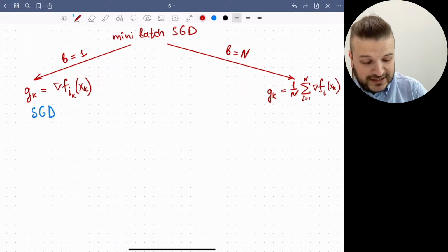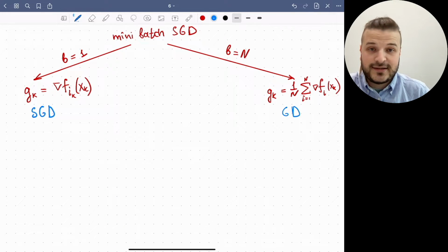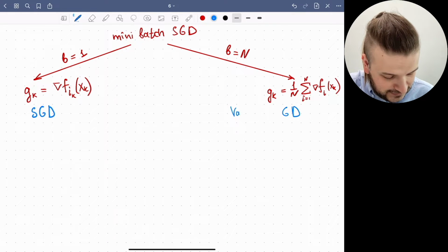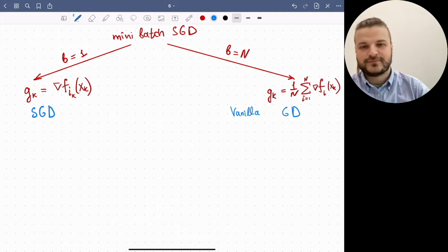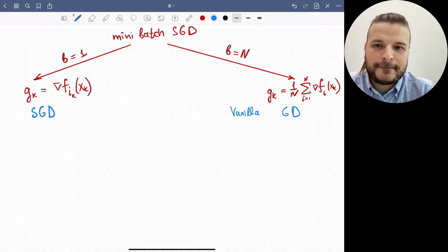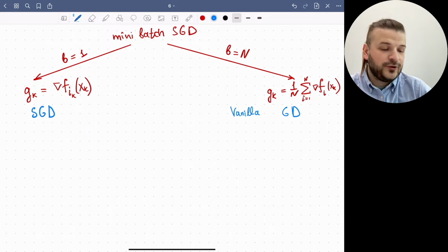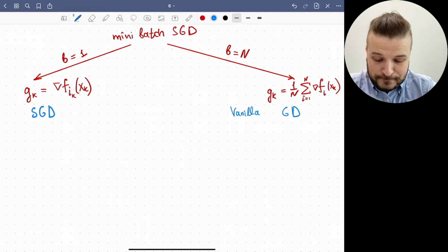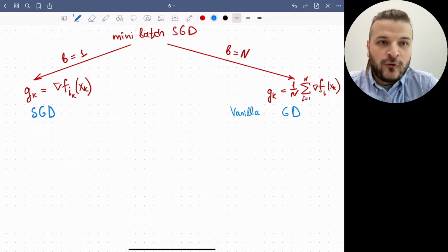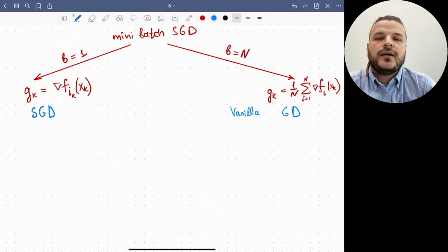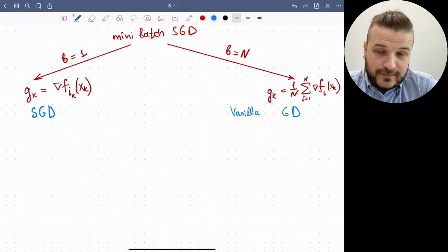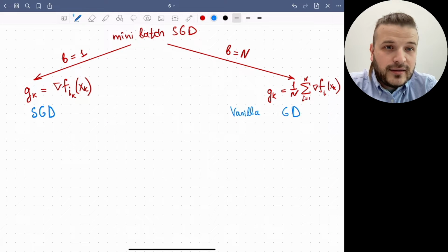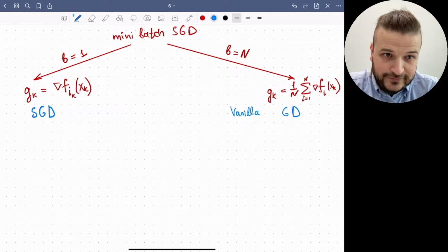And it will become just ordinary gradient descent, which is often called vanilla gradient descent in this context. How these two options compare to each other is interesting. The straightforward answer is: the lower the value of B I choose, the higher the variance of the stochastic gradient I'll have.